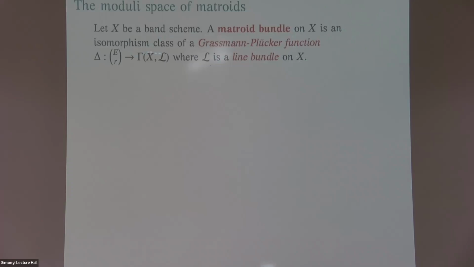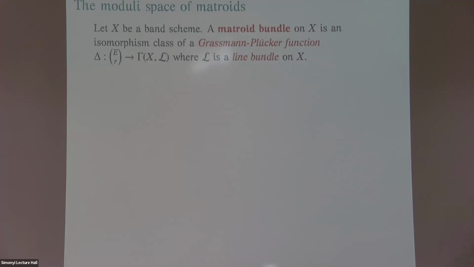So this is an isomorphism class of Grassmann-Plücker function, which is now a function from E choose r into the global sections of this line bundle, which is a band. So we have a function into a band, satisfying the relations, where L is a line bundle on X. So if you write out all this definition, you arrive at a definition of a matrix bundle. There's nothing hard about that.